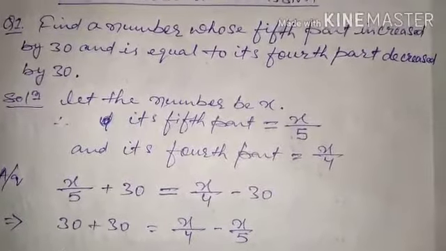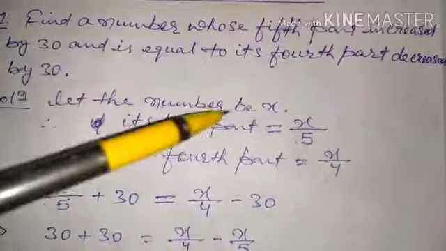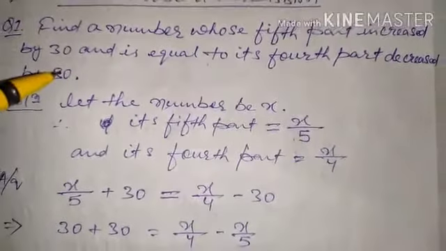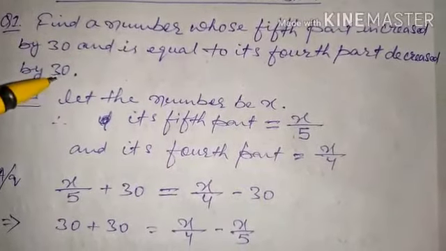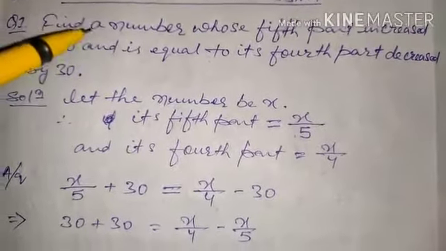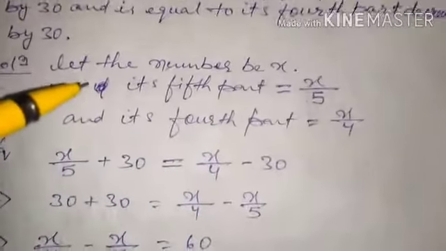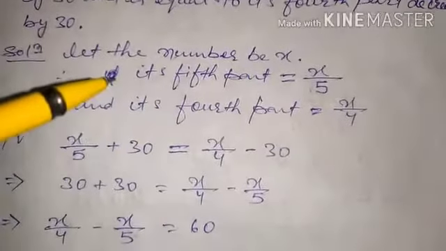So that's why here we are adding 30 to the fifth part, and subtracting 30 from the fourth part. Now I hope the question is clear to you all. Now we don't know the number, so let us assume the number be x. So let the number be x.